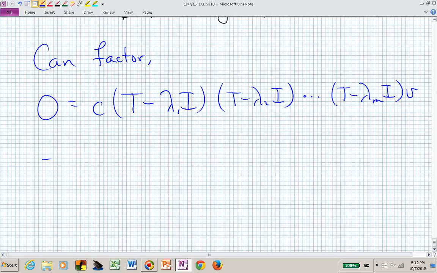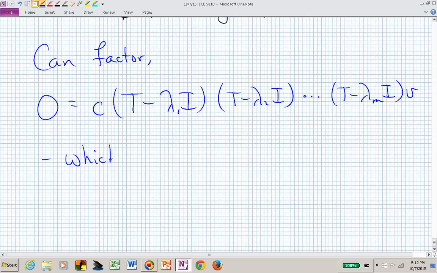Is it surjective? Is it not surjective? Is it injective? Is it non-injective? If I now take a map and I have a non-zero vector and that maps to the 0 vector, it's non-injective. I have a non-trivial null space, don't I? So now this says that one of those pieces in there has to be non-injective. One of these operators, t minus lambda 1, up to t minus lambda sub m.